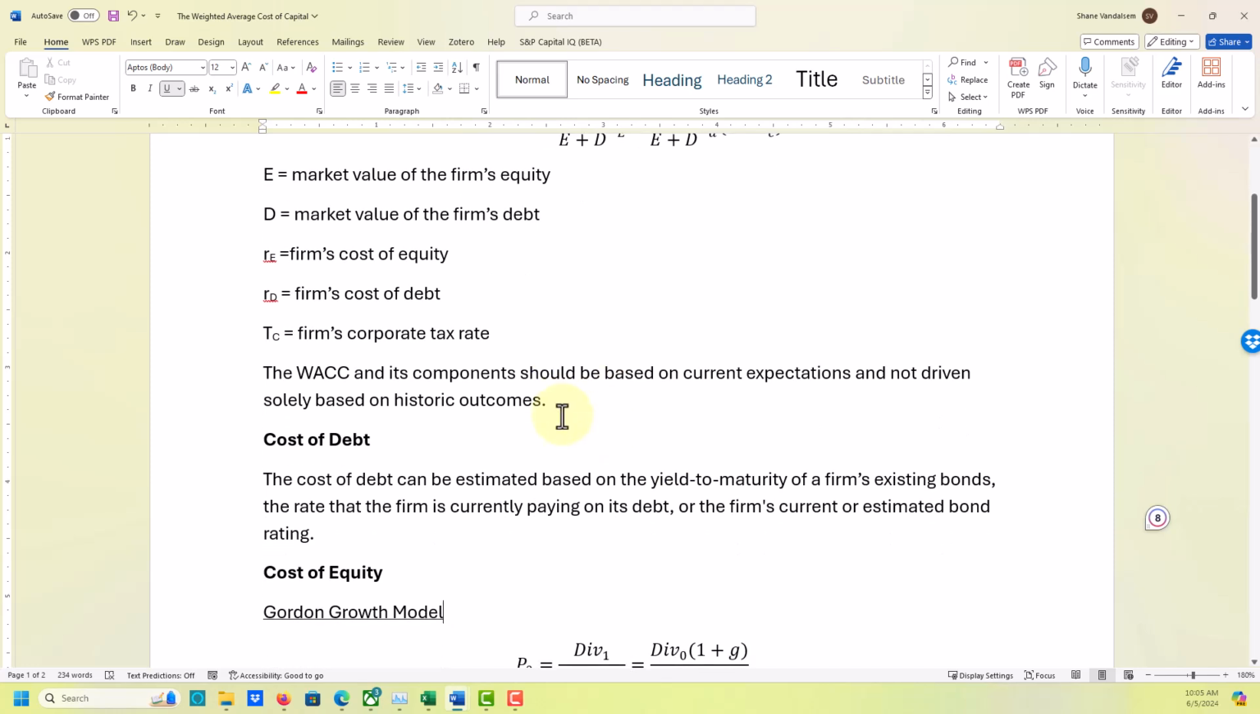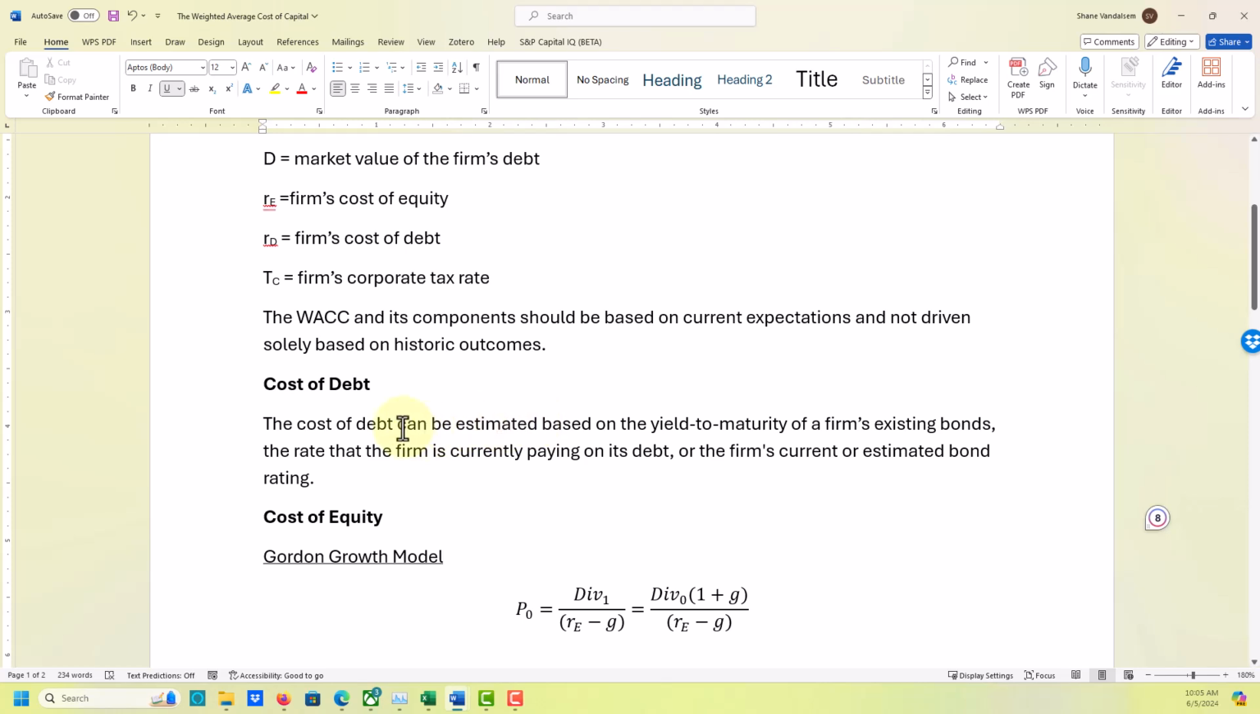So let's get started here with the cost of debt. The cost of debt can be estimated based on the yield to maturity of a firm's existing bonds. If we're calculating the weighted average cost of capital for a firm today, say for Coca-Cola as of today, then we could go out and take a look at Coca-Cola's existing bonds, and usually we're looking at bonds that would mature in about 10 years. We could find out what the current cost of debt for Coca-Cola would be if they needed to raise funds today for that length of time.